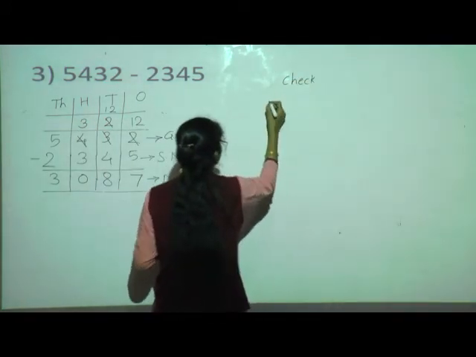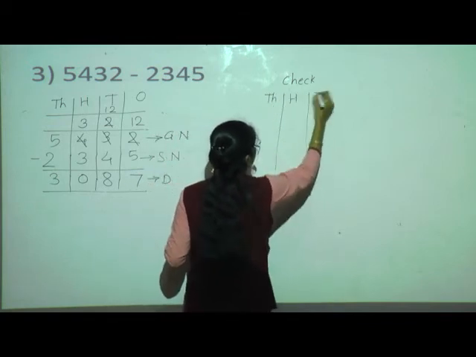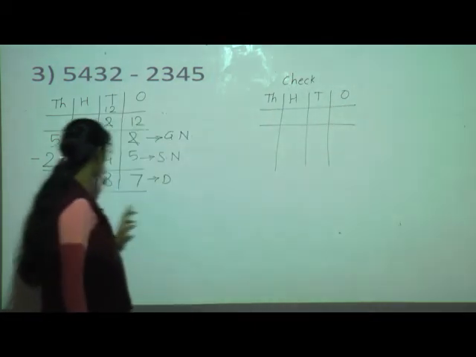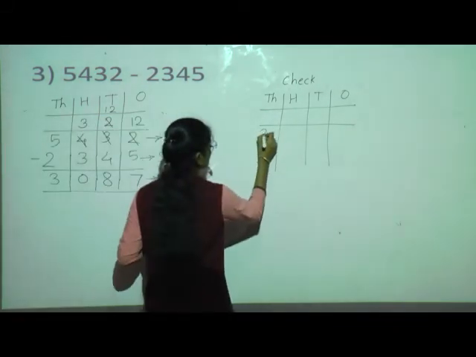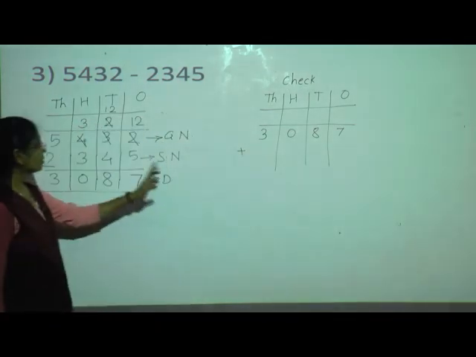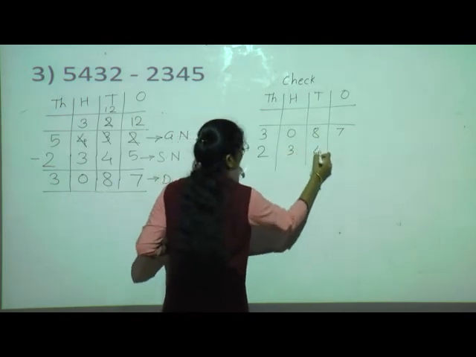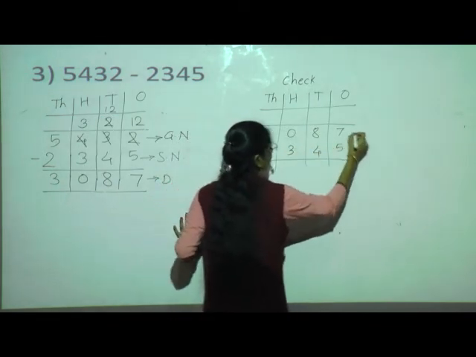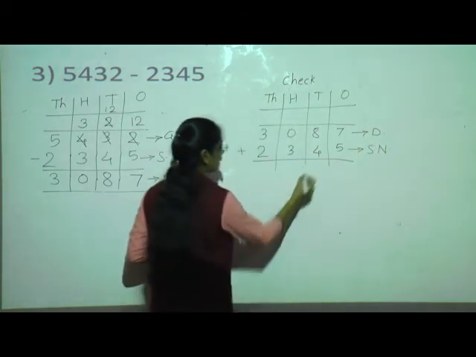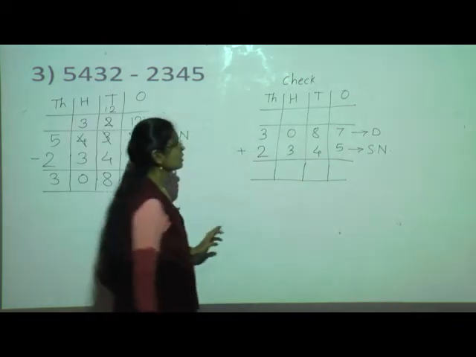How to check? Just add the difference to the smaller number. Okay. What is the difference? The difference is 3087. Put this number in the place value chart. Plus we have to add the smaller number, 2345. We will write here 2345. If we add the difference and the smaller number, then we should get the greater number. Now we will see whether we got the greater number or not. Okay. See, do the addition.